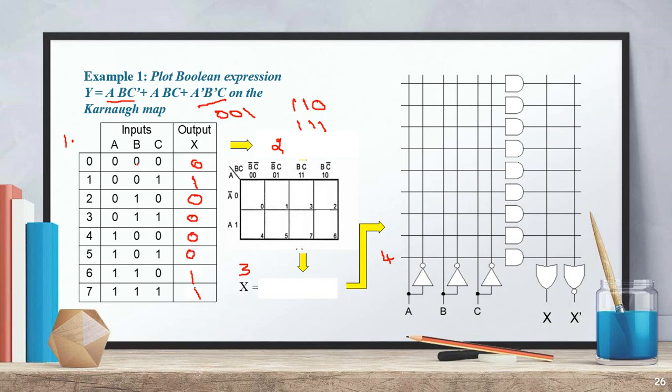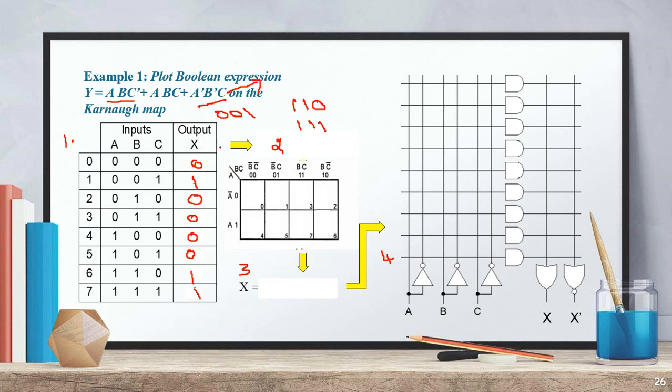Remember that your equation should be in canonical form. That means all three variables have to be present here. Otherwise you have to expand it to the canonical form, and only then can you draw the truth table. This is the first procedure.